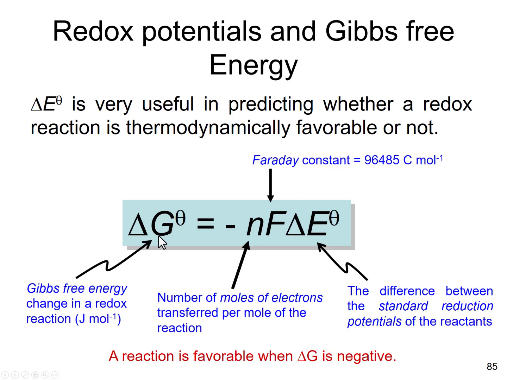Delta G, which is the Gibbs free energy, equals minus nFΔE°, whereby n is the number of moles of electrons being transferred, F is simply the Faraday constant, multiplied by delta E naught, which is the electromotive force. So delta E is very useful in predicting whether a redox reaction is thermodynamically favorable or not. And overall, a reaction is favorable when delta G is negative, which in other words means that delta E should be very positive. So again, here are the descriptors of these particular parameters.